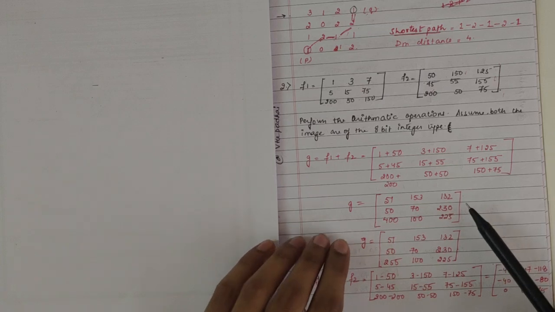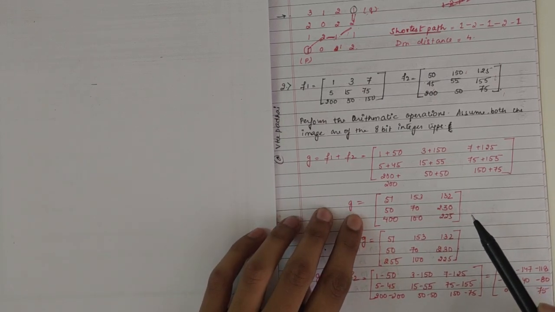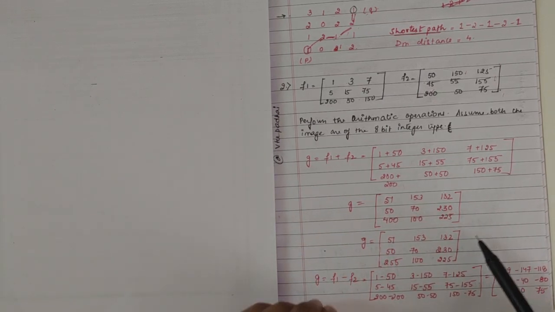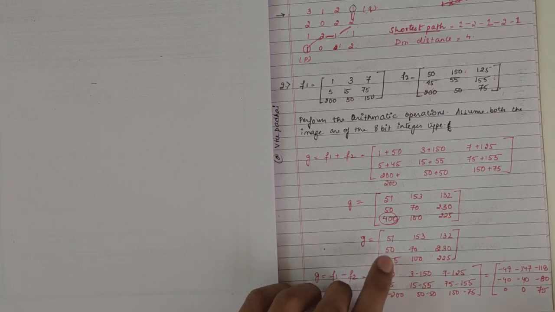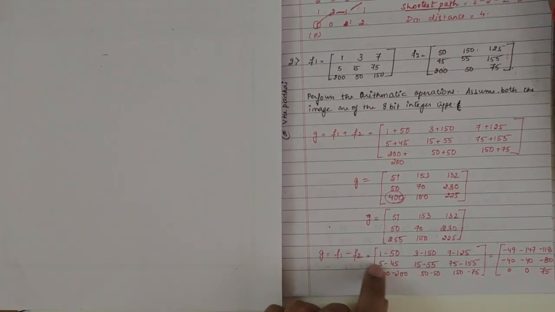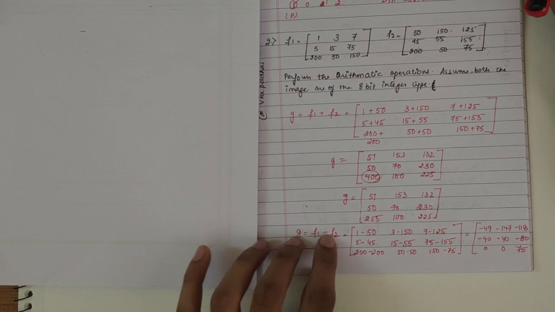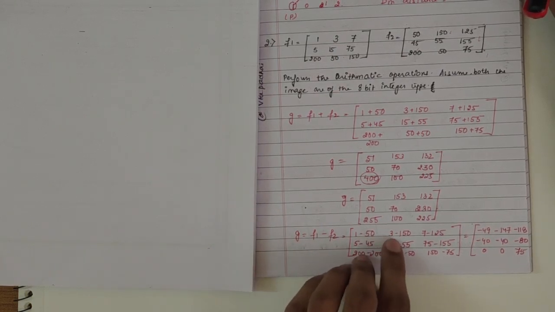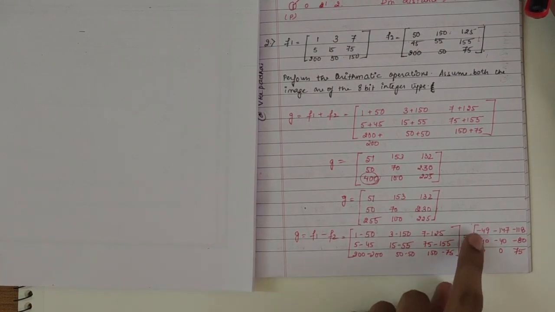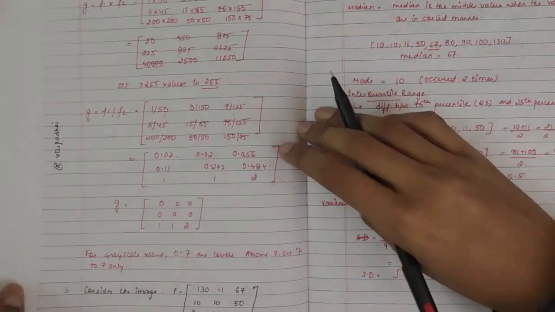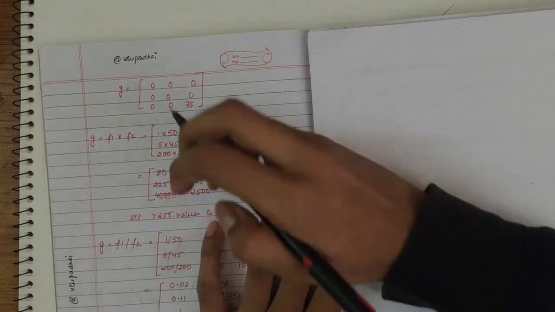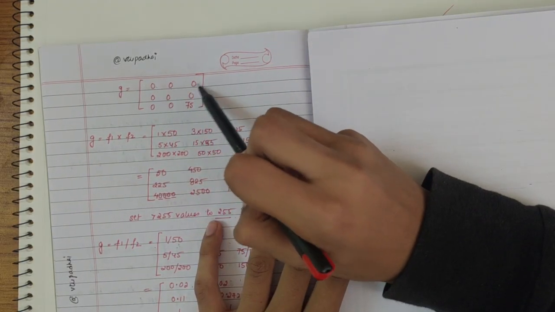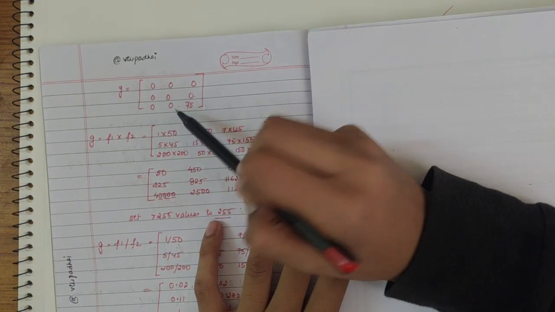Now, if the value of a pixel exceeds 255, you have to shift the value back to 255 itself. That means no pixel should have a value more than 255. If I have a value of 400 here, this will be shifted to 255. Next we have subtraction. Similarly, F1 minus F2: 1 minus 50, 3 minus 150, we get this as the answer. But since we have got some negative pixels there, whatever negative values we have got, just convert them into 0. That means 0 0 0 0 0 7 0 0 0 0 0 75.